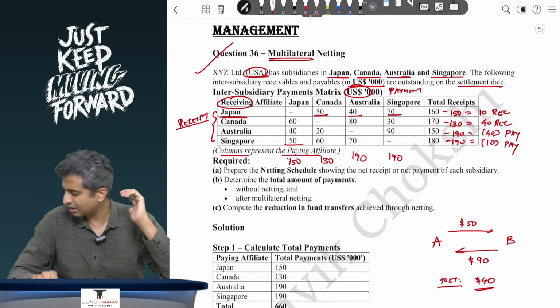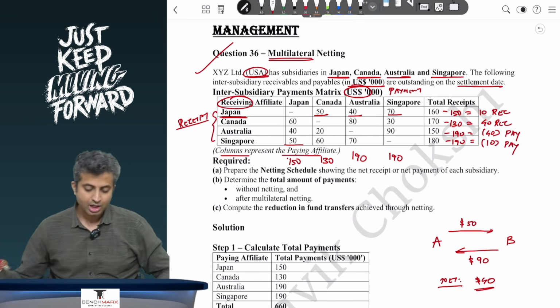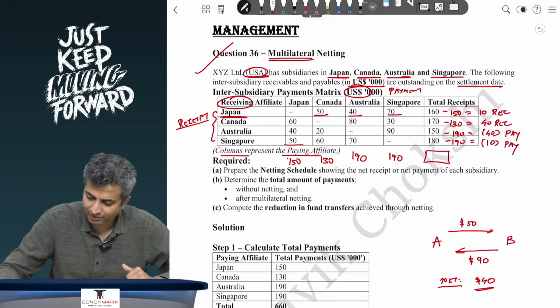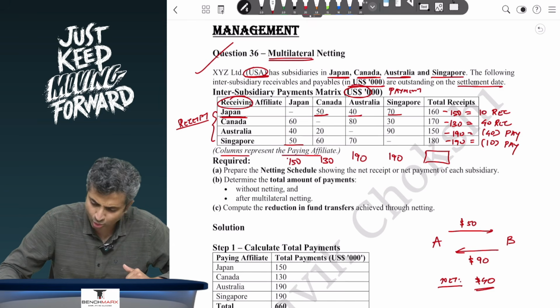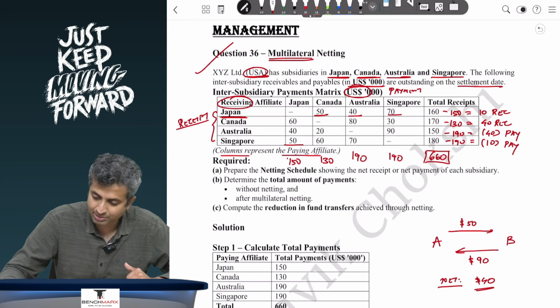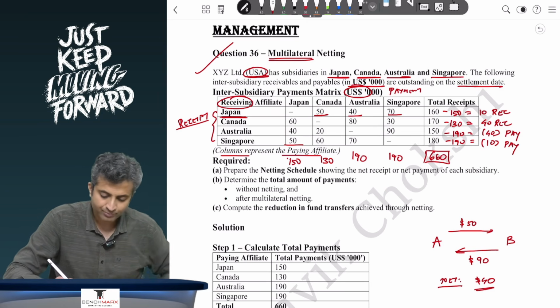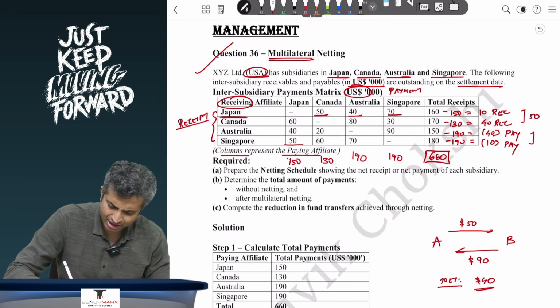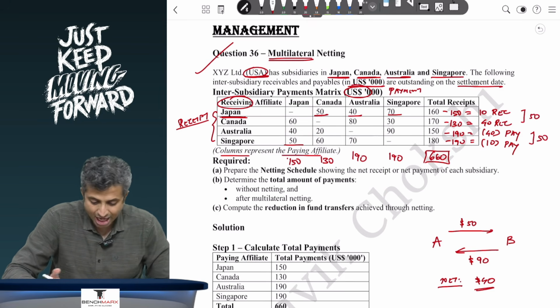So basically, instead of these total receipts and payments, if I go to see the total transactions on a gross basis, what would it have been? If I total either the rows or the columns, I will get around 660. There'll be a total 660 payment that would have had to be done. Now, instead of that, what is going to happen is a net 50 rupees received against a net 50 rupees payment, and that's about it.